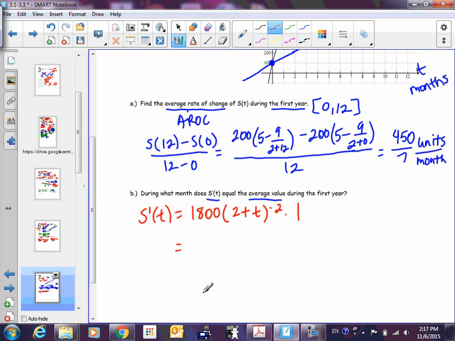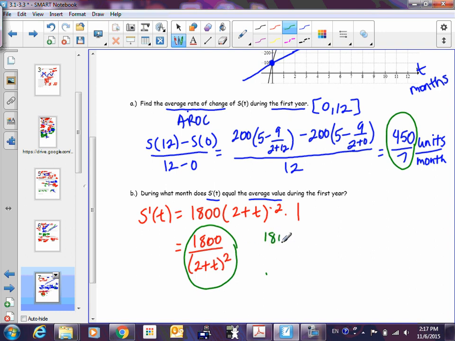And then we're going to rewrite this so it's a little bit easier to work with. The times 1 doesn't really matter. But watch what I'm going to do here. I'm going to move that 2 plus t back down to the denominator. This is why we practice some of that simplifying, because here it's just going to help us. My next step is saying, when does S prime equal 450 over 7? Having this written in this manner makes the next step easier.